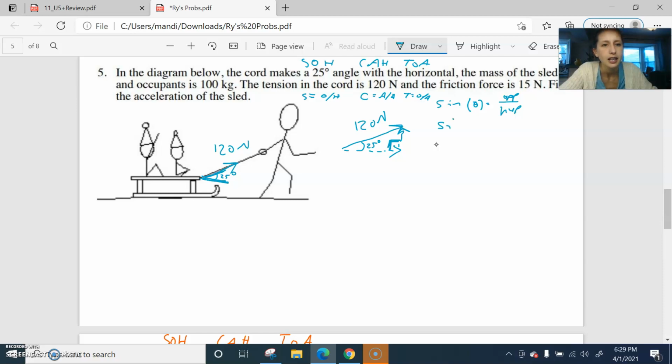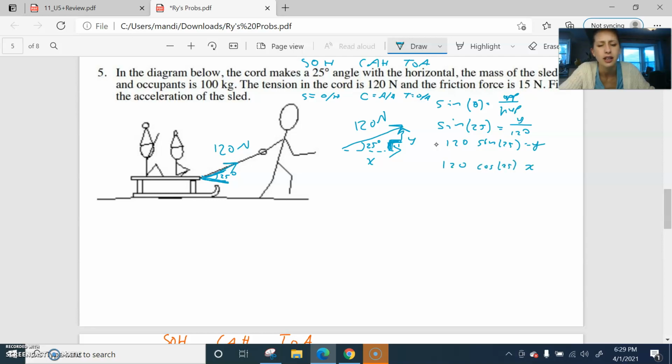So the sine of 25, I'm going to call this the x part and the y part. Sine 25 is opposite. Opposite that angle is y, so I'm going to say y over the hypotenuse. The hypotenuse is always opposite the right angle, so that's 120. So 120 sine 25 is our y, and 120 cosine 25 ends up being our x.